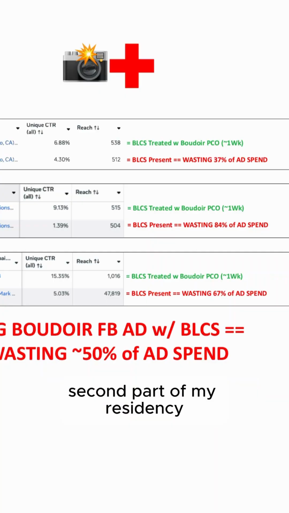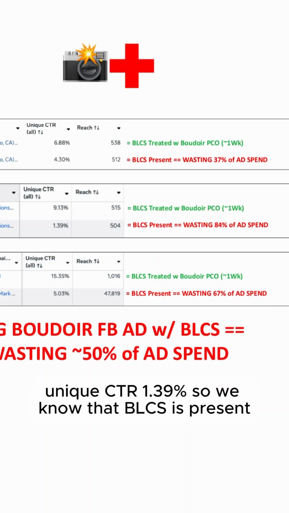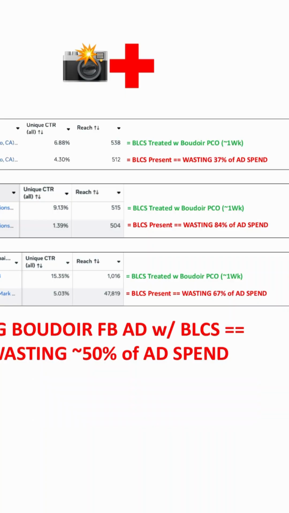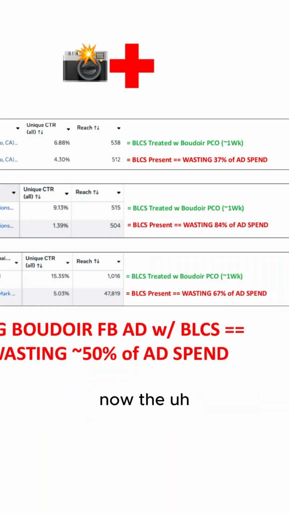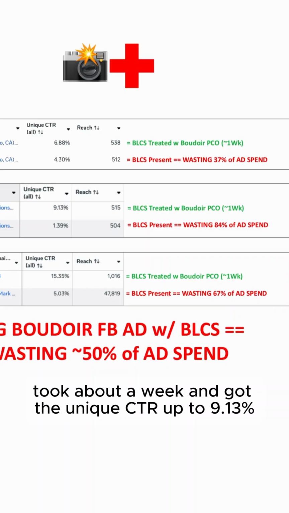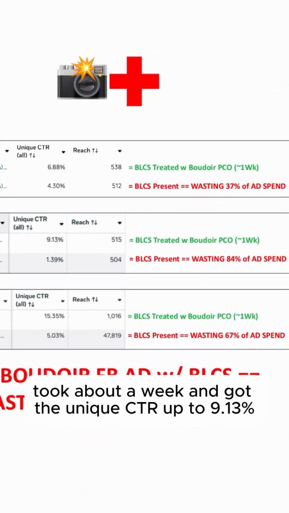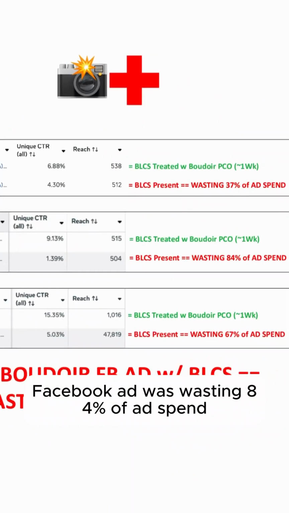Second part of my residency, found another Boudoir Facebook ad out there. Unique CTR 1.39%, unique CTR under 6%, we know that BLCS is present. Now we duplicated it, treated it with Boudoir Pico, took about a week, and got the unique CTR up to 9.13%. So we found out the original Boudoir Facebook ad was wasting 84% of ad spend.